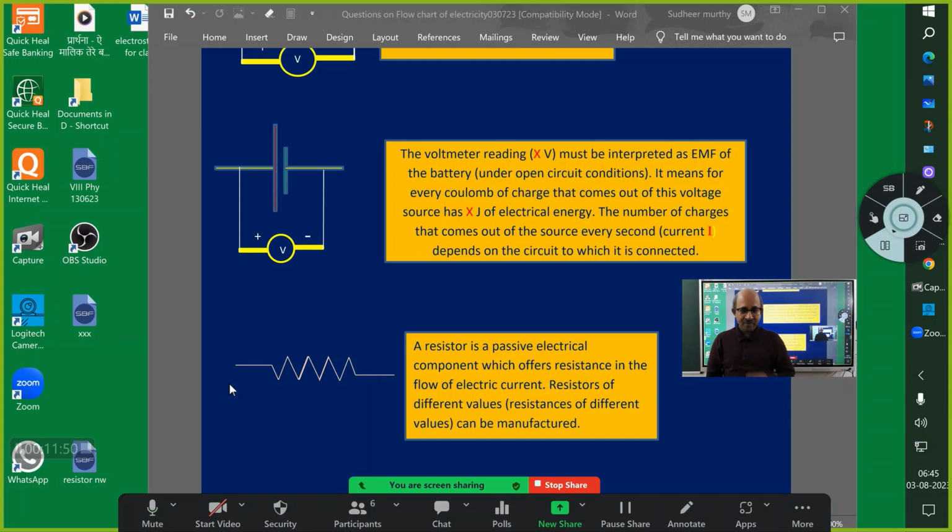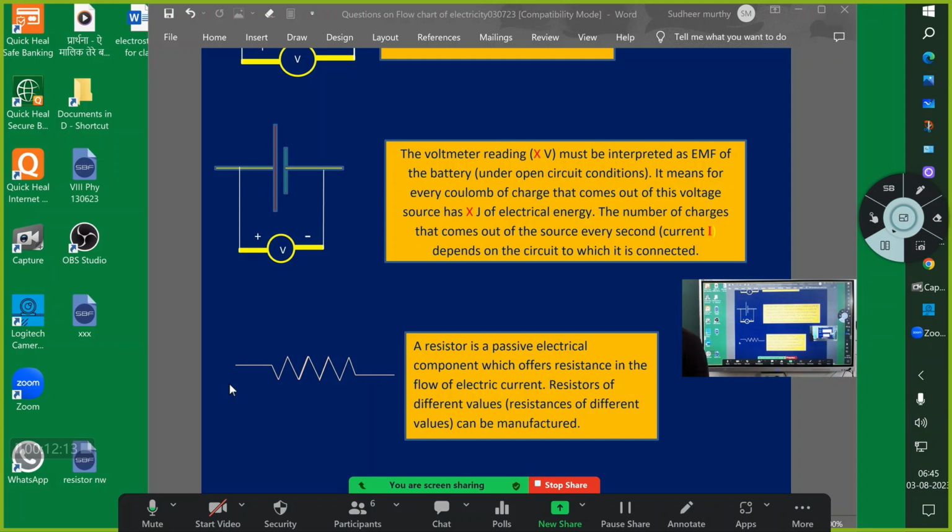So it will absorb the energy, meaning it will absorb the electrical energy. Exactly. It will absorb the electrical energy only. It will not absorb the mechanical energy or any other energy. Okay? Good. The number of charges that come out of the source every second is the current, and it depends upon the circuit connected. Now I have shown a symbol of a resistor.